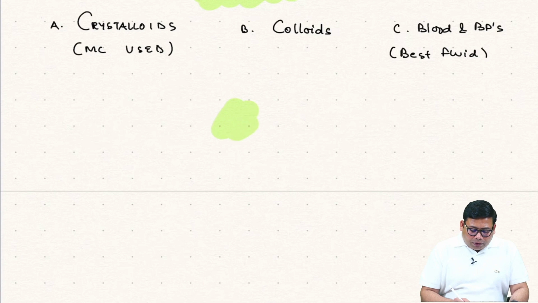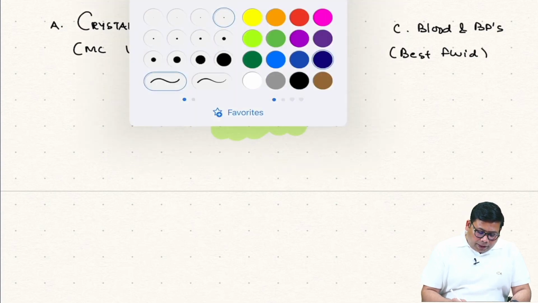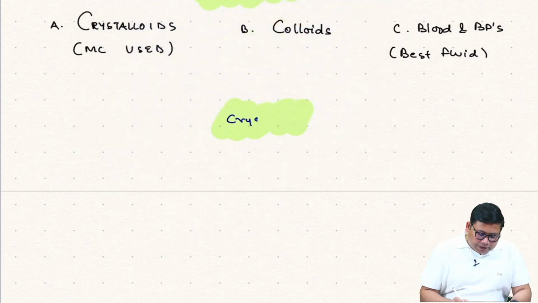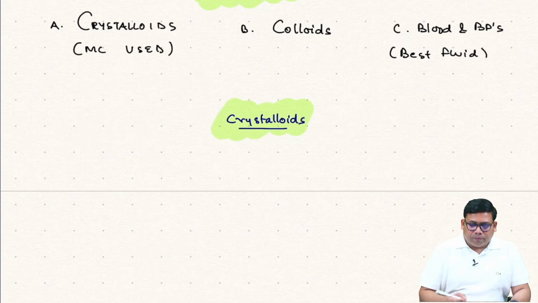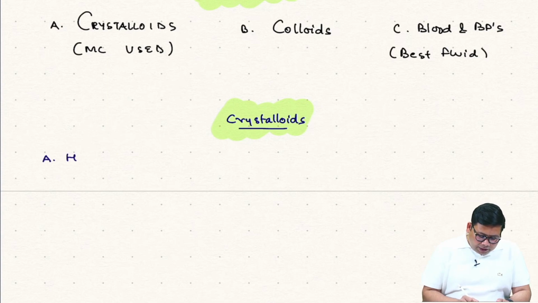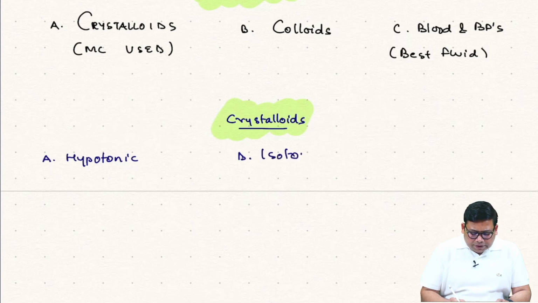Now when we talk about crystalloids, try to understand what are the various types of crystalloids that we have, and they are the first line fluid. Crystalloids are further of 3 categories. One is hypotonic, the second is isotonic, and the third one is hypertonic. We prefer to use isotonic fluids in the majority of patients.